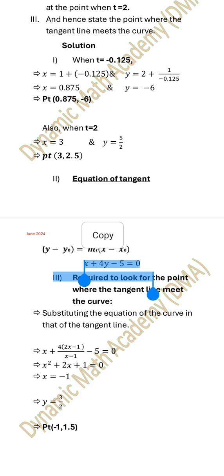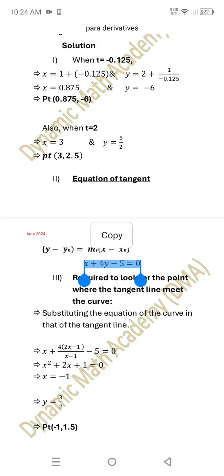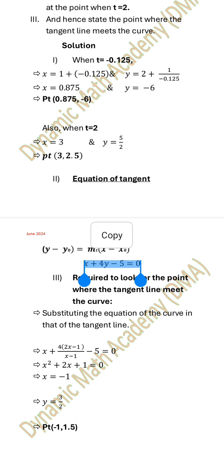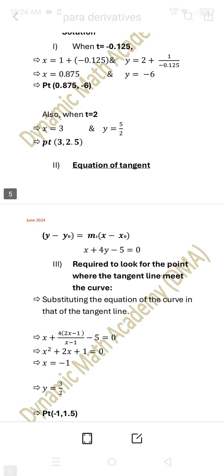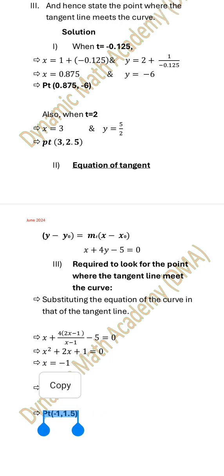So the value of x will be equal to negative 1. Now when x equals negative 1, you just substitute it here. You have negative 1 plus 4y minus 5 equals 0. From there you have y equal to 3 on 2. So basically this is the point: negative 1, 1.5 is the point where the tangential line meets the curve.